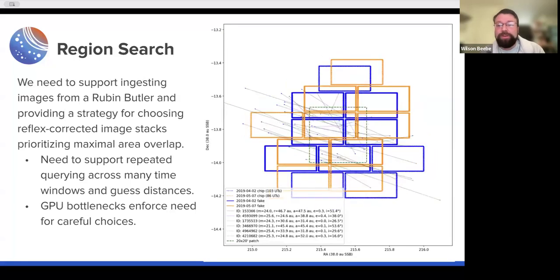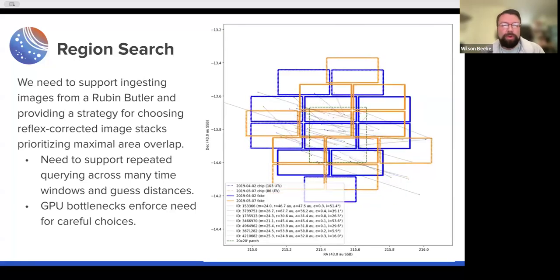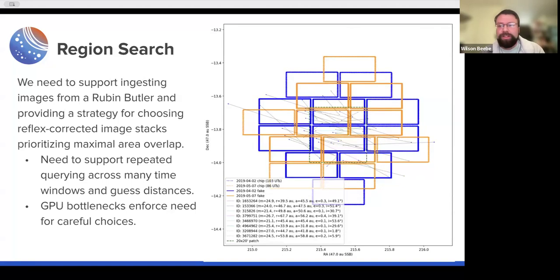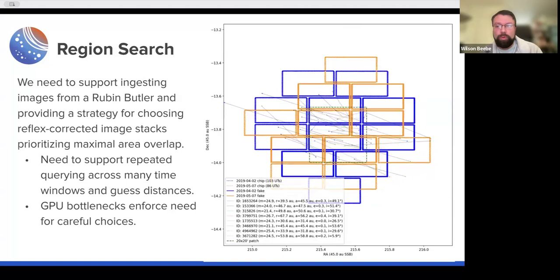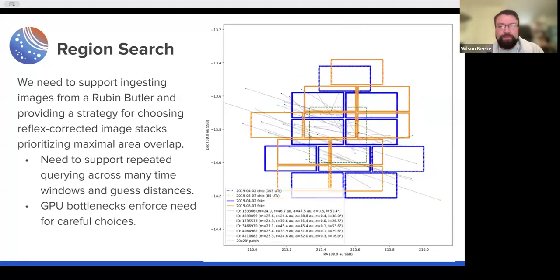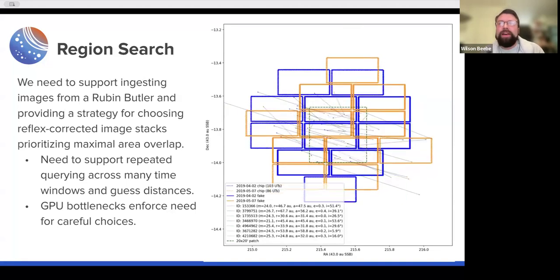And as Max also just emphasized, reprojection and the actual resampling work is very expensive. So making the correct choices of which images are worth going through that full resampling is also important.